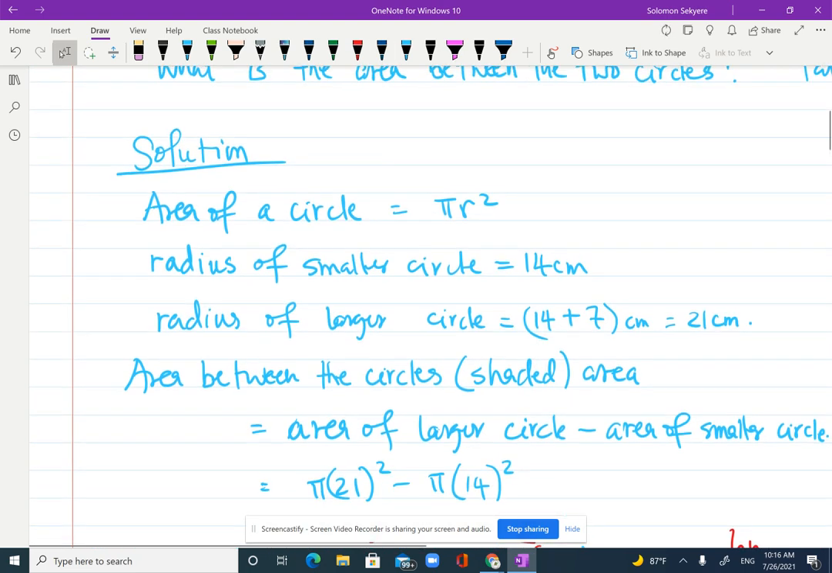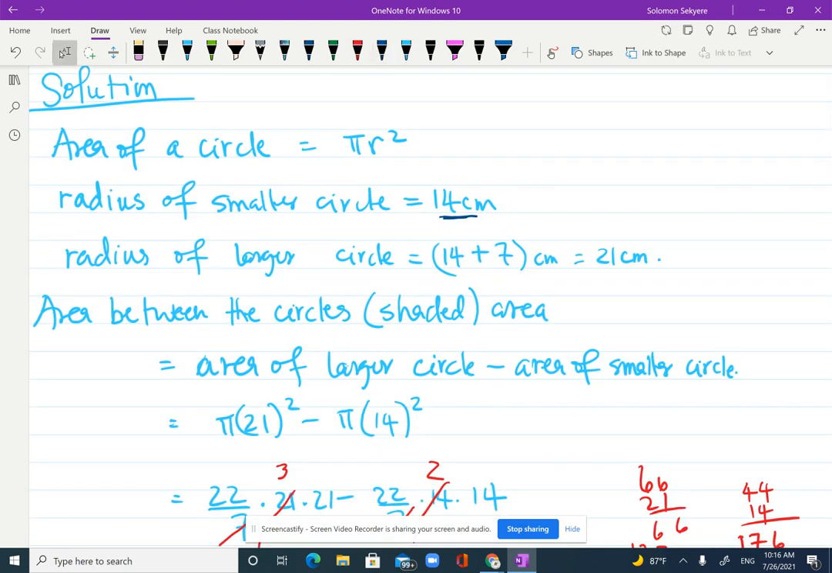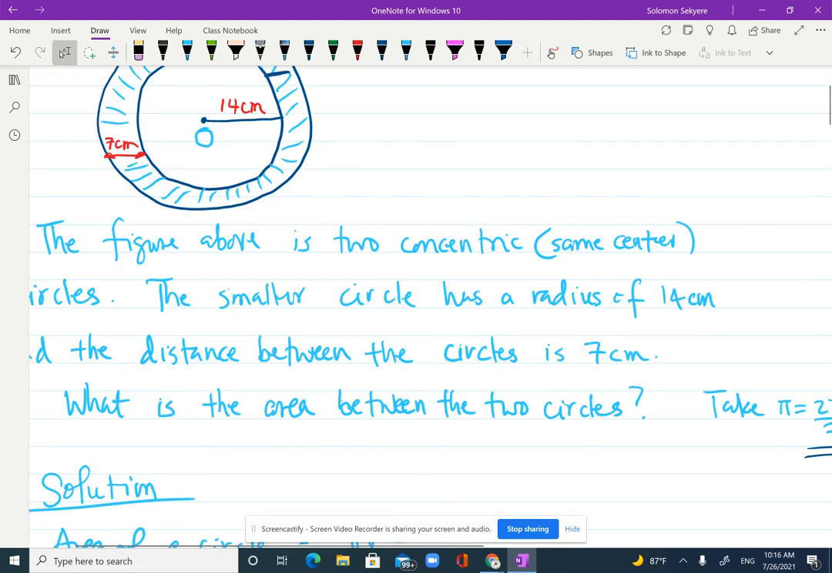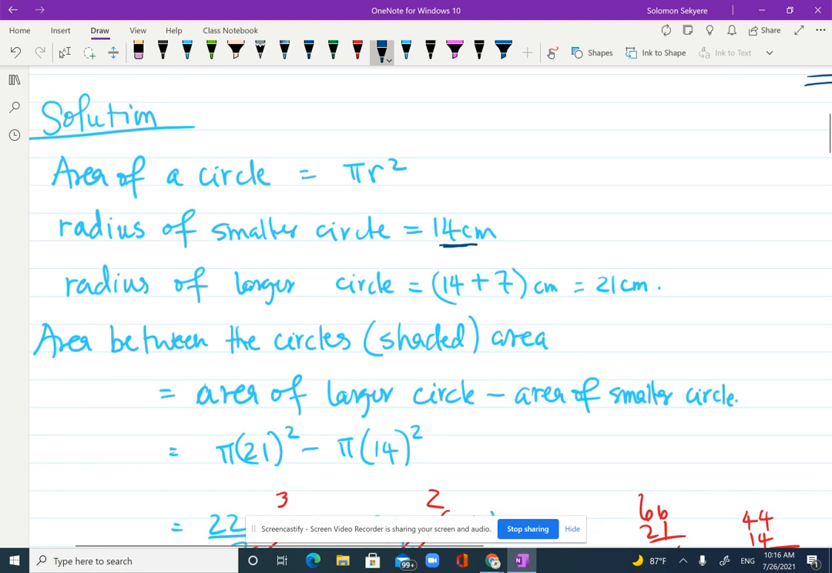So the general area of a circle is pi r squared. So we need to know what radius is given. The radius of the smaller circle is 14. The larger circle is not directly given, but it is the smaller circle's radius plus this here, which is 7 centimeters. So it is 21 centimeters.